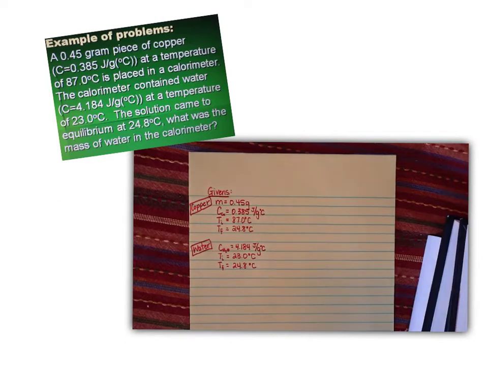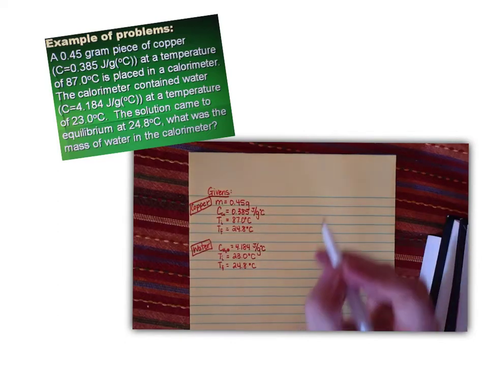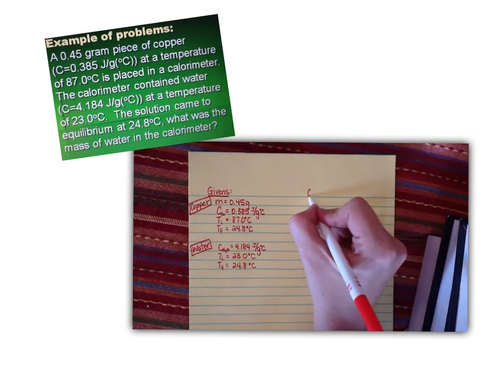So what we're going to start by doing is dealing with the one that we know everything about. Now, what do I mean by the one we know everything about? Notice that Q equals MC delta T, that equation has 4 variables.